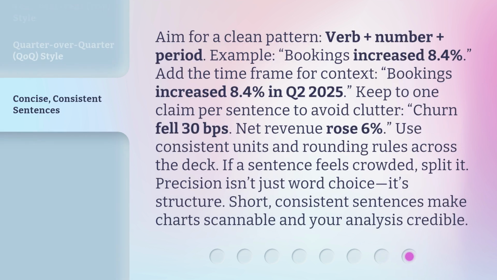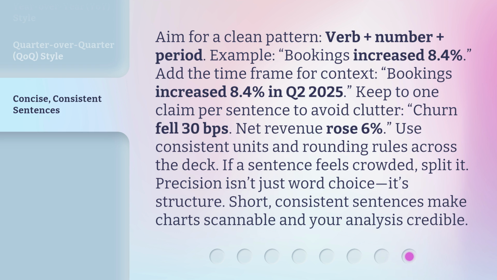Aim for a clean pattern. Verb plus number plus period. Example: bookings increased 8.4%. Add the time frame for context. Bookings increased 8.4% in Q2 2025. Keep to one claim per sentence to avoid clutter.